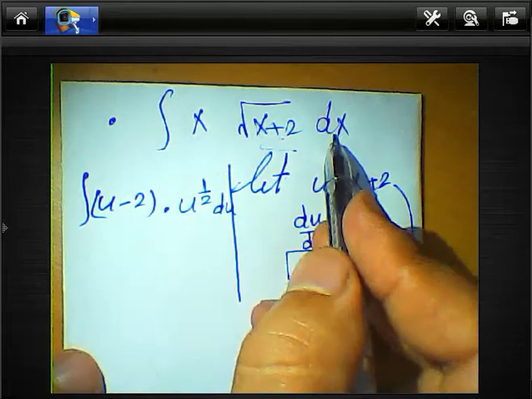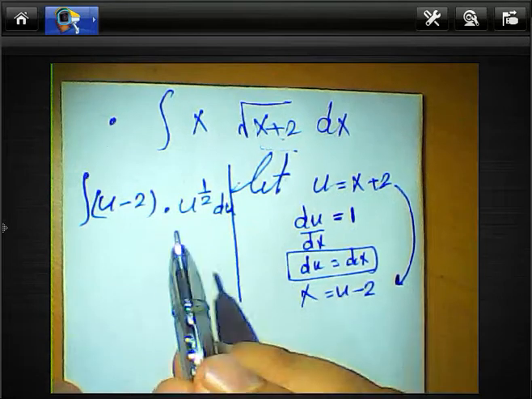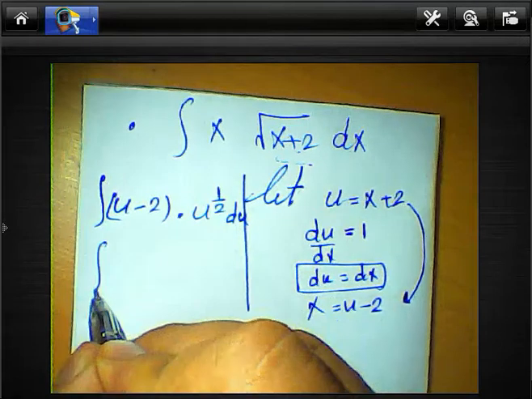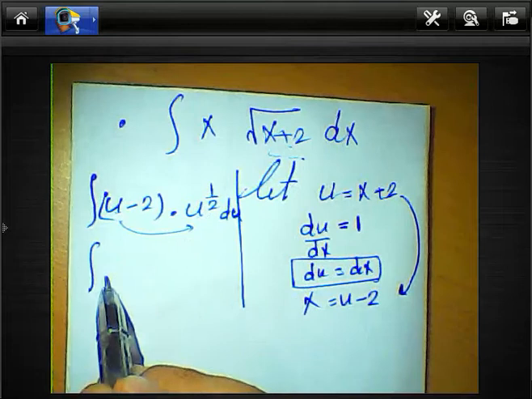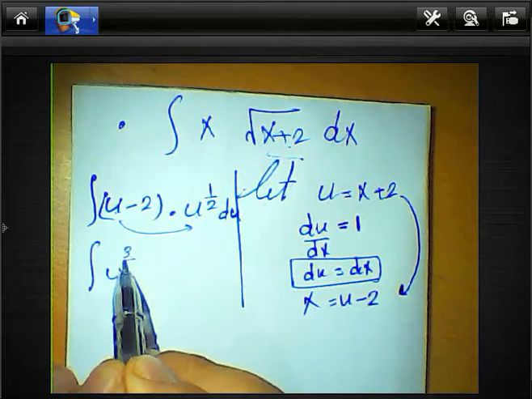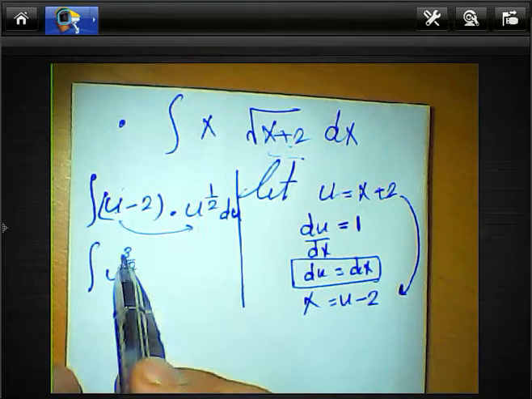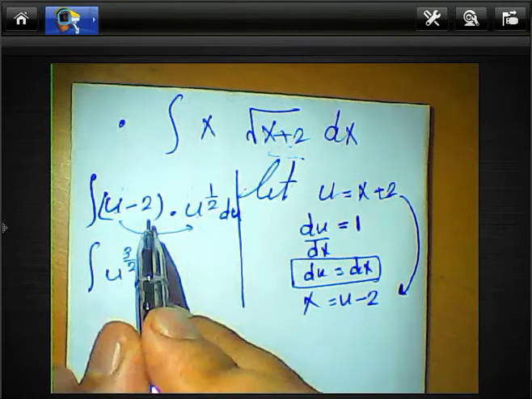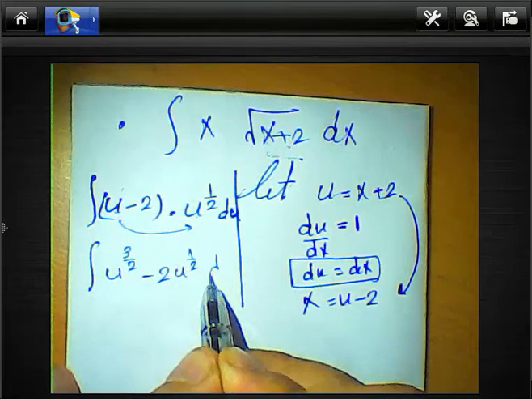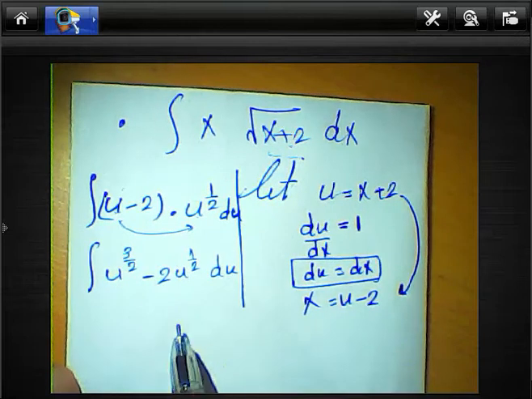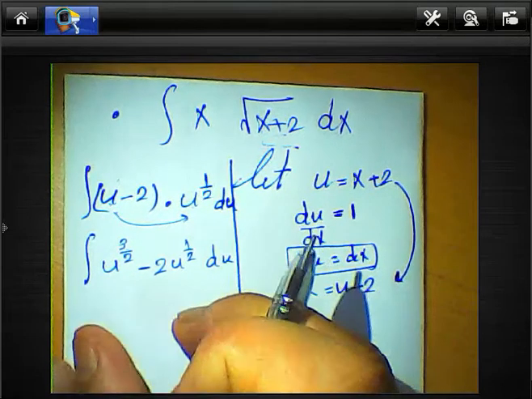Here we can cancel dx and write du, and we can distribute this expression. u multiplied by u power half equals u power 3 over 2, because 1 plus half equals 3 over 2. Subtract 2 multiplied by u power half, and the result will be u power half du. So it's very easy to find the integration of the two terms.